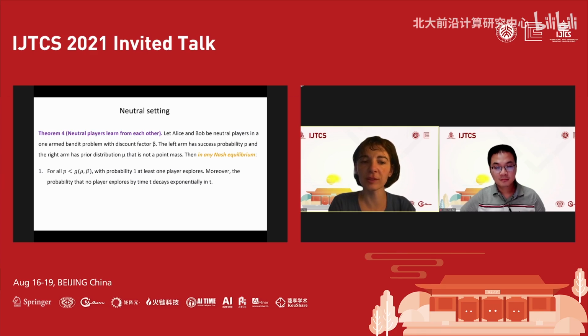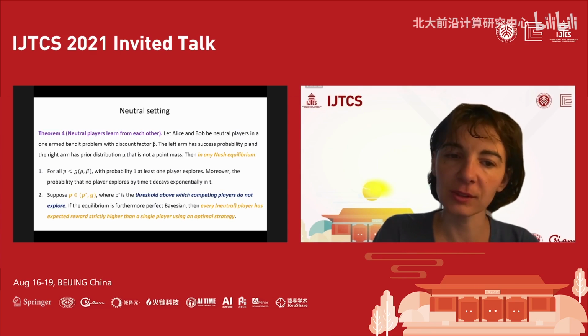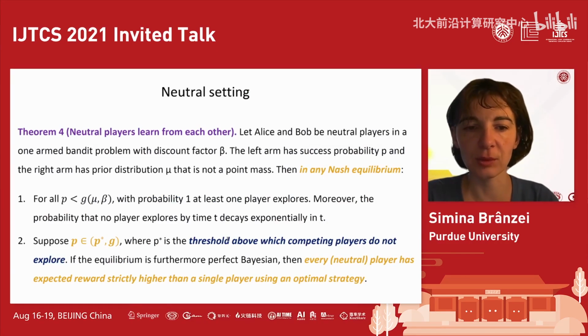And moreover, the probability that no player explores by time t decays exponentially in t. So here it's also possible to bound the time by which they explore. And now suppose that p is in the interval (p*, g), where p* is the threshold above which competing players do not explore.